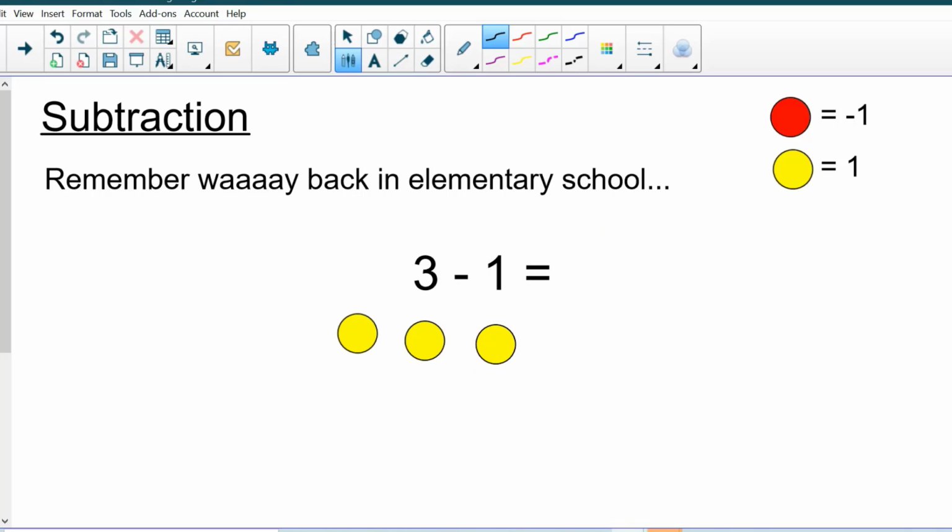Just so you have it for your notes, you're going to circle it and draw an arrow to show that you were taking it away. And then what did your teacher ask? What was left? And how many were left? 2. So 3 taking away 1 positive is equal to 2. Okay, I know you know that, but I wanted you to see the process that you learned when you first learned subtraction, because we're going to use that same process as we start throwing in negative integers.